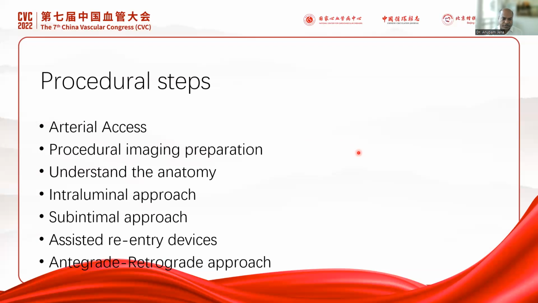Intraluminal approach is the best. However, if intraluminal approach is not possible, then we need to go subintimal. Many times, below-knee diseases are long lesions, and long lesions are sometimes very difficult to cross from true lumen to true lumen. In such cases, we need to go for a subintimal approach and then re-enter into the true lumen. Sometimes dedicated re-entry devices are also important. Then we have to combine antegrade and retrograde approach in some of the cases.